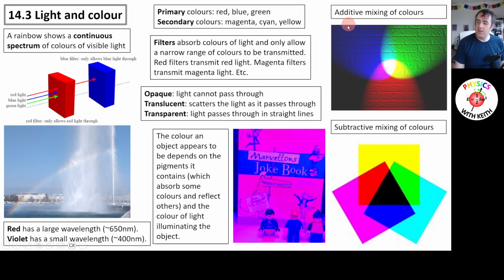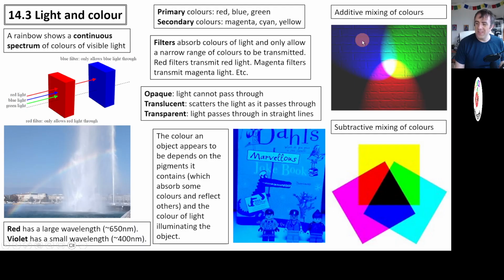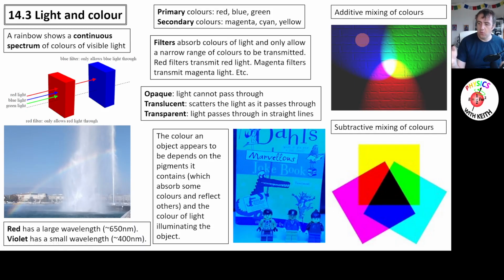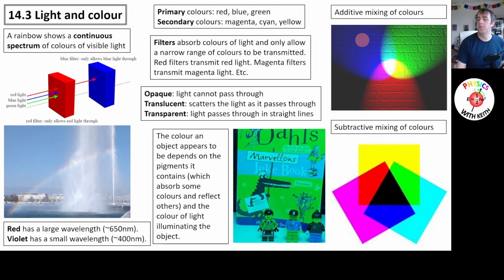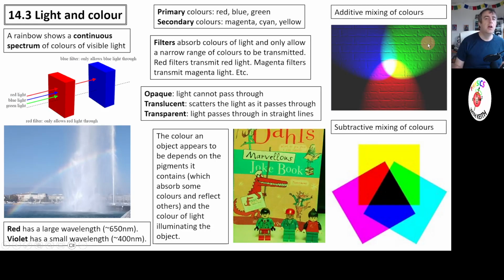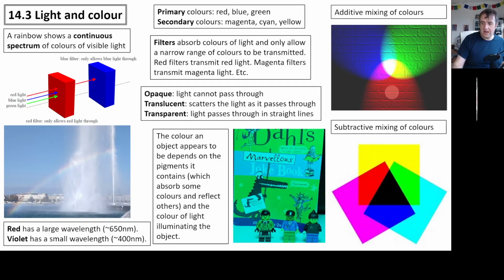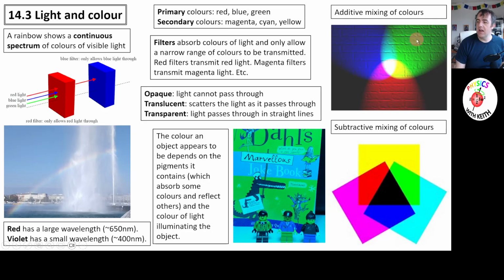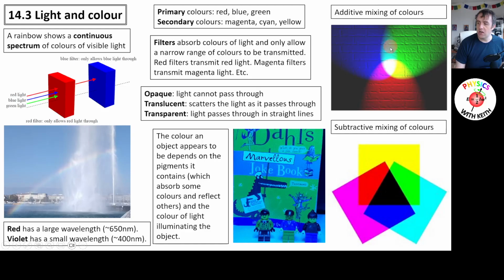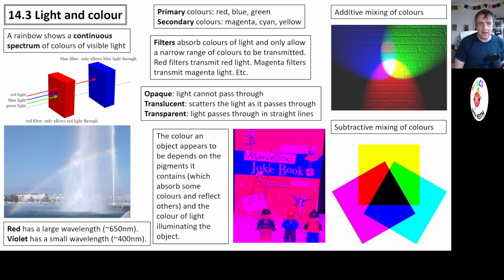Now, if I were to take a blue light source and shine it on a white wall, and that's the only light source around, the white wall will look blue. If I were to take a green light source, shine it on a white wall, the wall will look green. A red light source, the wall will look red. If I were to take a green and a blue light source and shine them both in the same place on a white wall, it will look cyan.